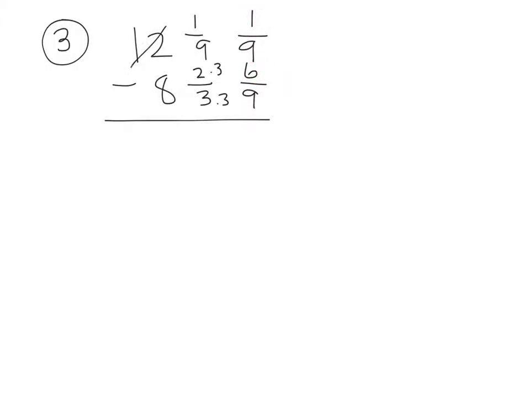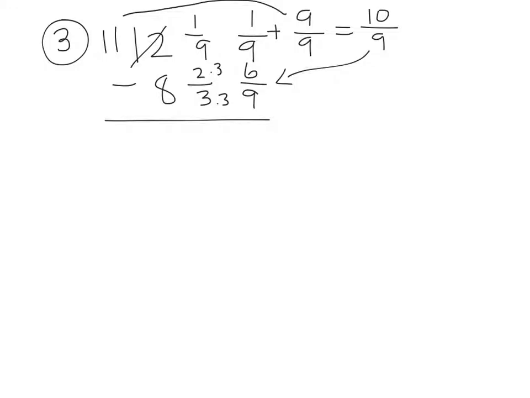I need more. I'm going to borrow from the 12, make it an 11, and then add that 9/9, which is 1 whole, to the 1/9 I already had, giving me 10/9 up top, which is plenty to subtract 6 from. 10 minus 6 is 4, and that's 4/9.